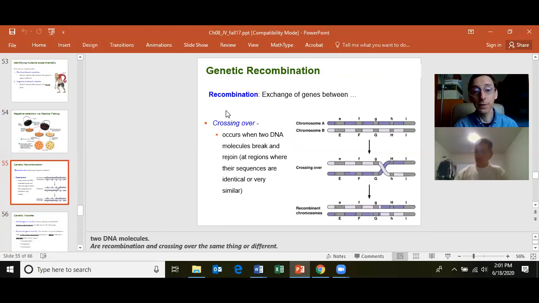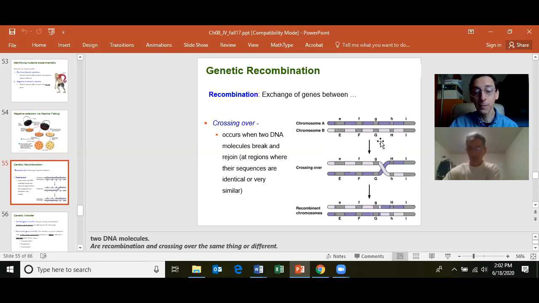Genetic recombination is the exchange of genes between two DNA molecules. And that can happen when crossing over occurs. When you have crossing over, two chromosomes get together, and one could be from the parent, and all of the alleles are lowercase. So let's say that chromosome's from the father, and this chromosome is from the mother, and the mother's chromosome has all of the alleles uppercase.